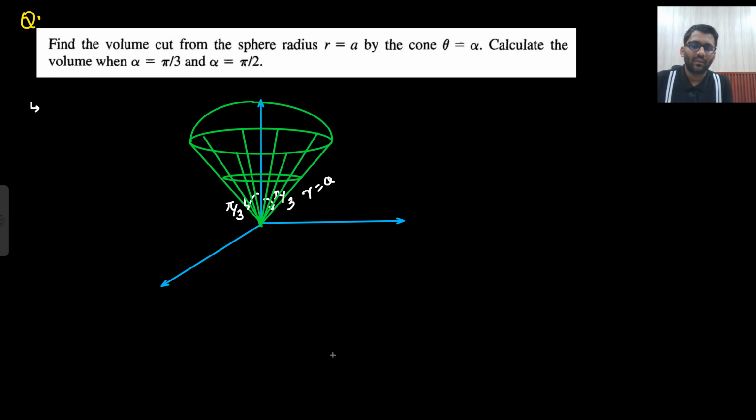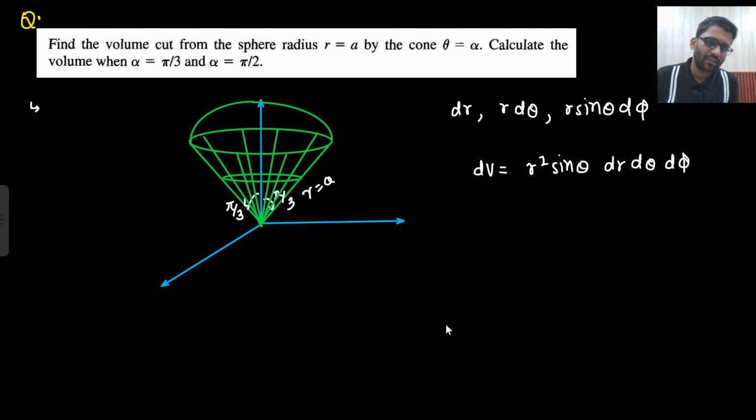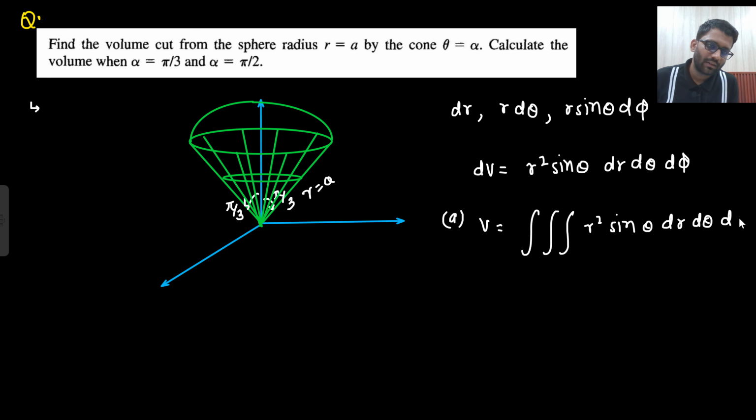Okay. Now, how to solve this question? We just need to find the volume. What is the volume of a sphere? How do we write it? dr, r d theta, r sin theta d phi, right? So what will be the volume? r square sin theta dr d theta d phi. What will be the complete volume? dV equals r square sin theta dr d theta d phi.